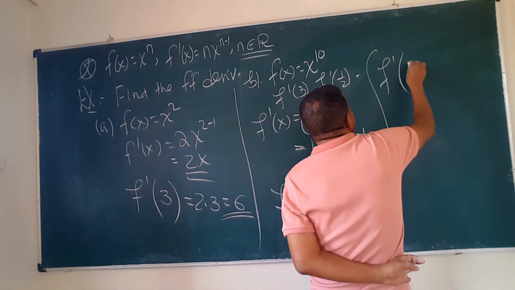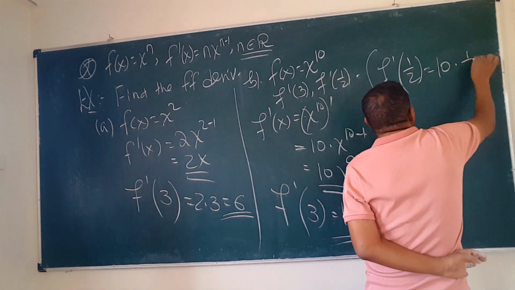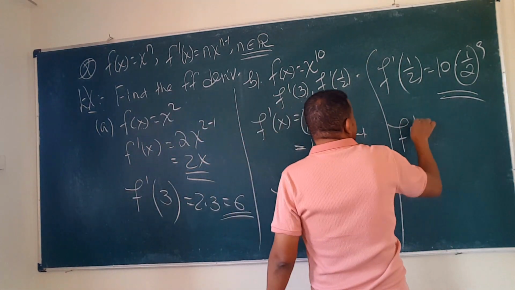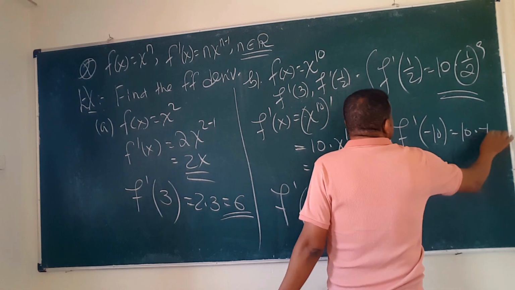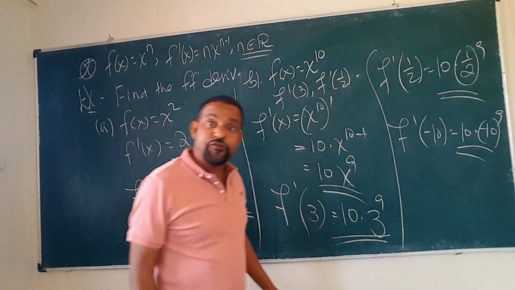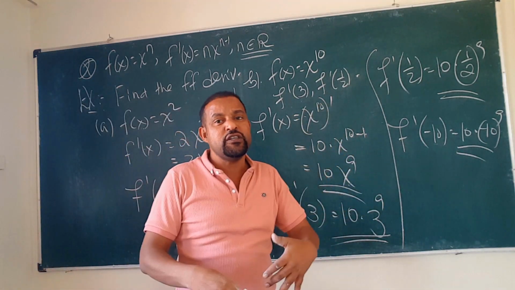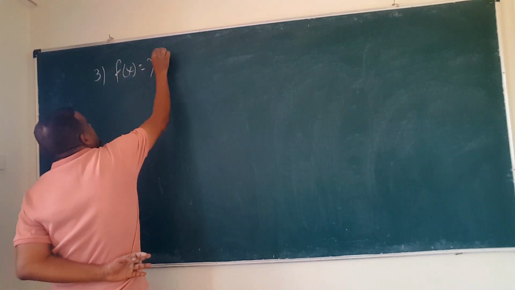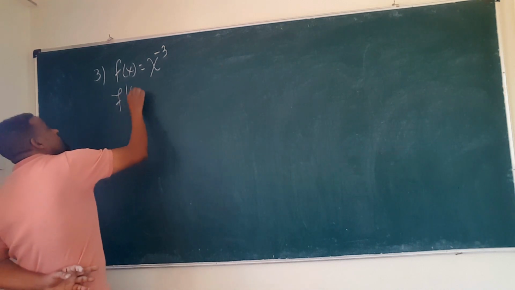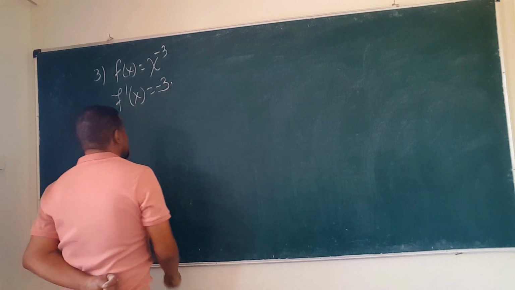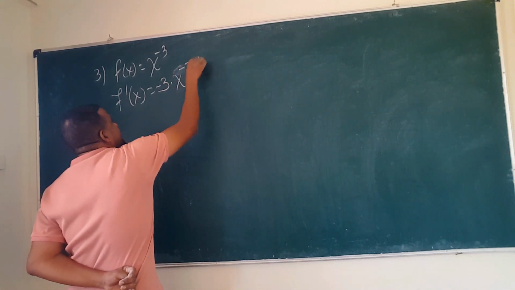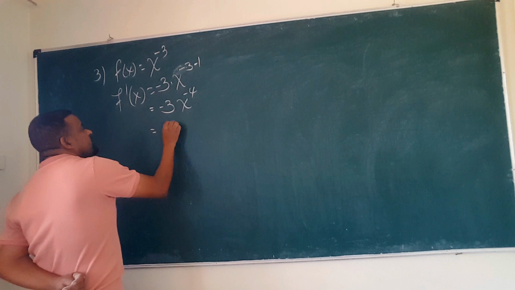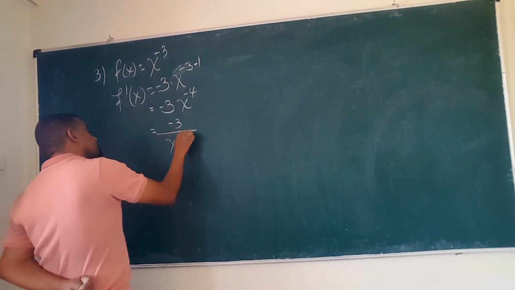The derivative of this function at 1/2 means 10 times 1/2, the whole power of 9. Or the derivative at negative 10: 10 times negative 10 the power of 9. First find the derivative, then put the required number into it. For example, if x the power of negative 3 is given, the derivative is negative 3 times x the power of negative 3 minus 1, which is negative 3 times x the power of negative 4, so negative 3 over x the power of 4.